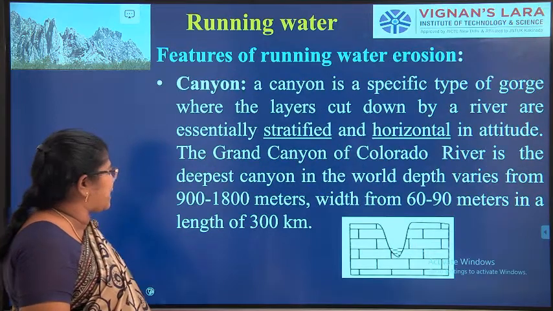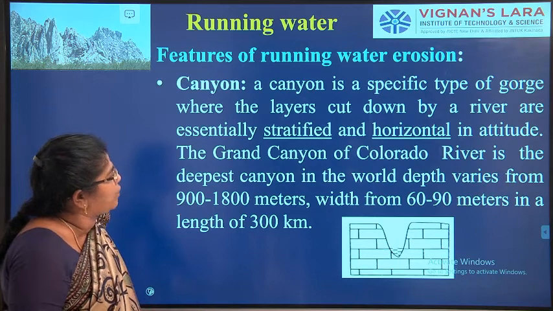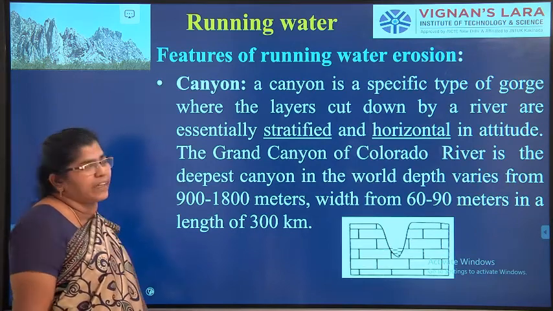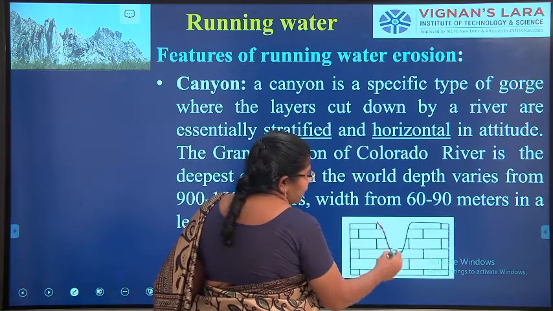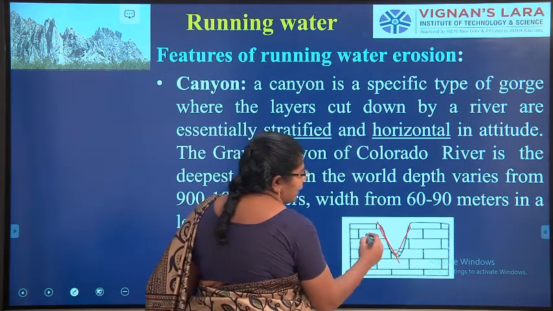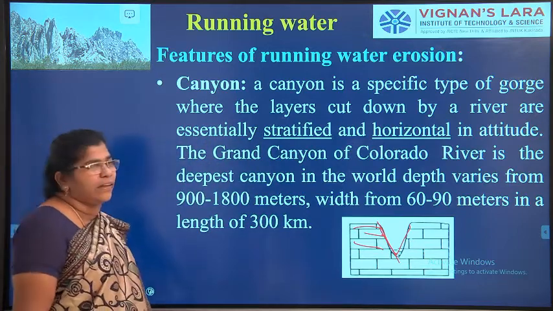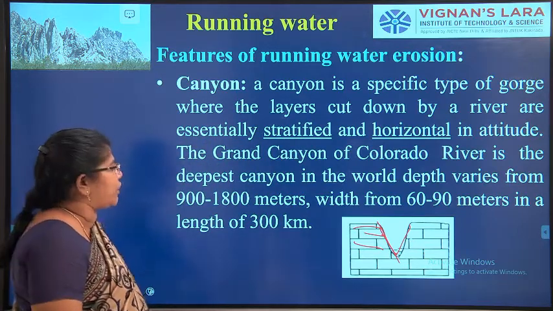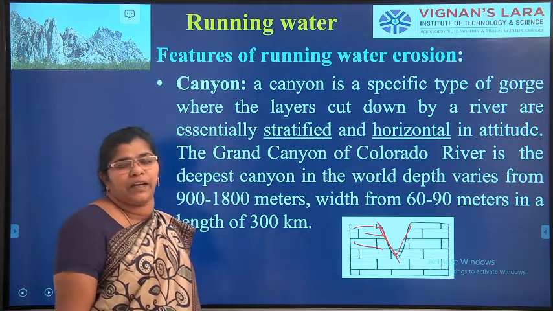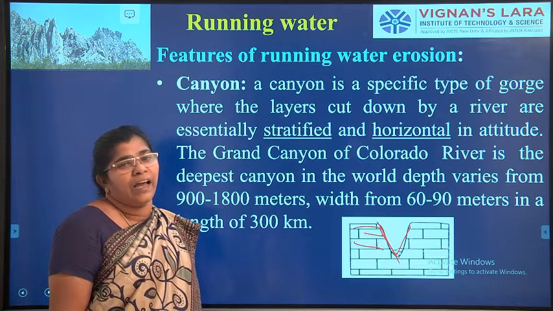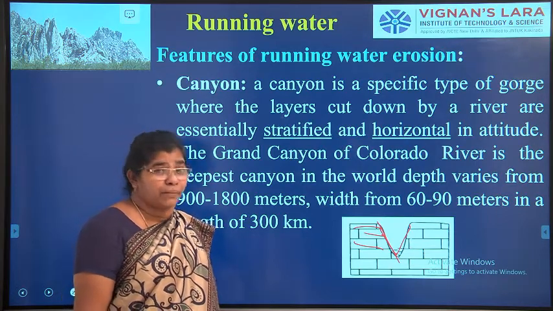The next one is the canyon. A canyon is a specific type of gorge cut down by a river, essentially stratified and horizontal in altitude, right? It is very regular and has very good stratified rocks. All of you know the Colorado River. The Colorado River, in the United States, is a very good example of this rock formation, and the Colorado rocks are world famous, right?